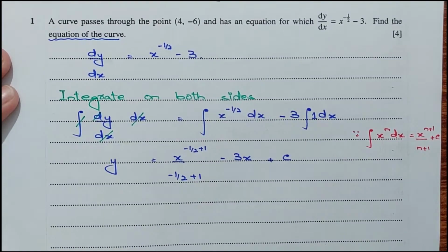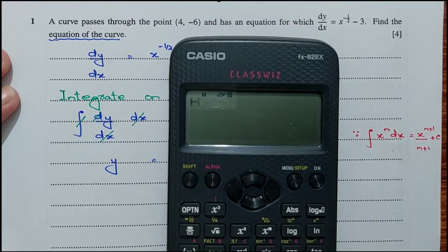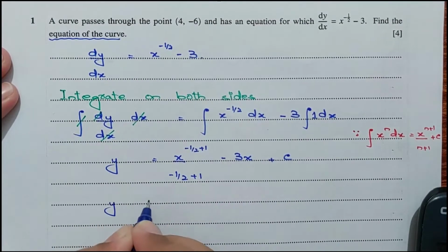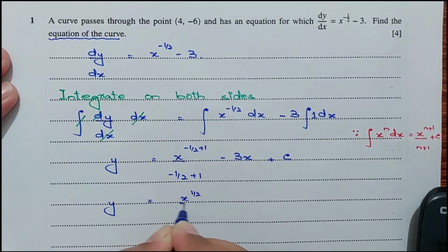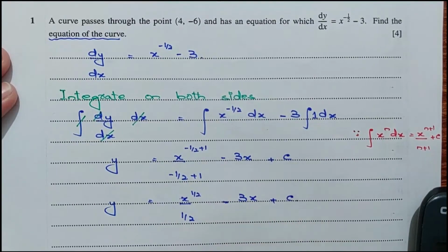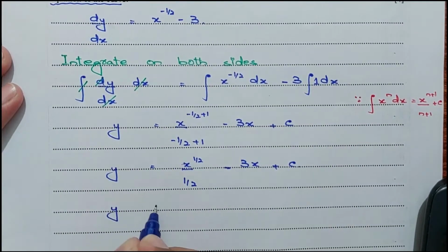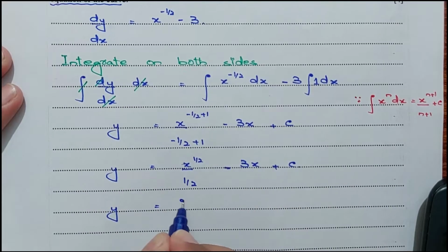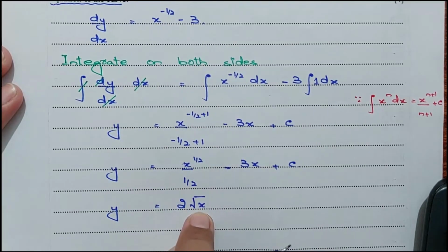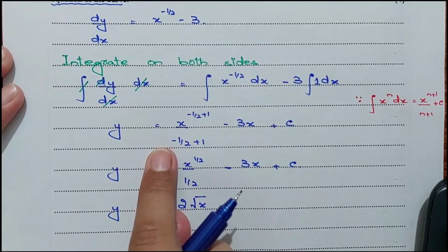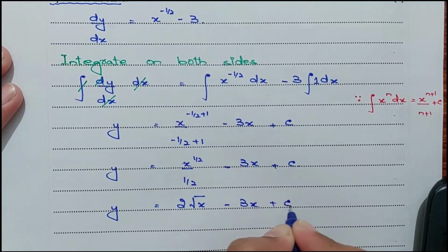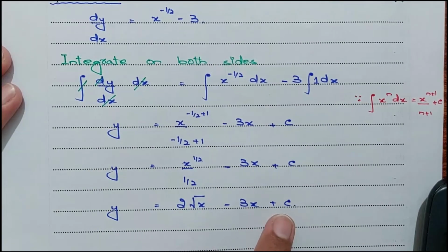Alright, so let me simplify. Minus 1 by 2 plus 1 is 1 by 2. So y is x to the power 1 by 2 over 1 by 2, minus 3x, plus c. Further simplification: y equals 2 square root of x, because x to the power 1 by 2 is the square root of x, and 1 by 2's reciprocal shifts to the numerator, which is 2, minus 3x plus c. That is the equation of the curve, but we have to find the value of c.